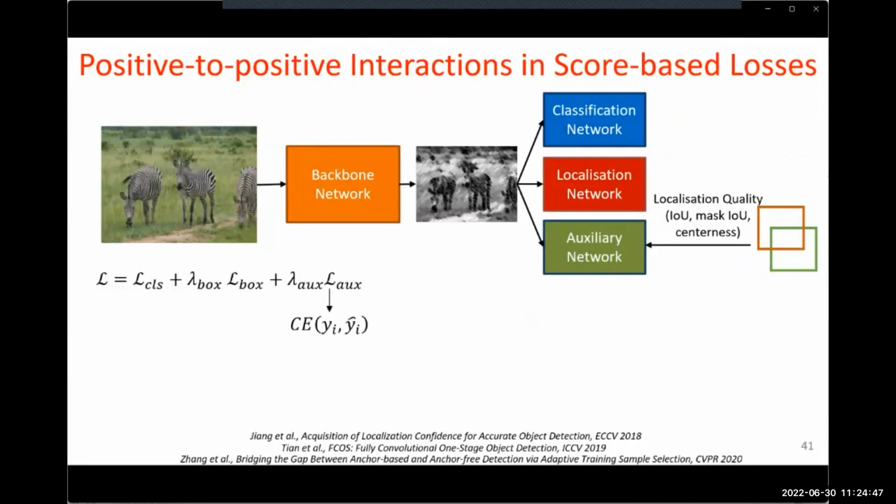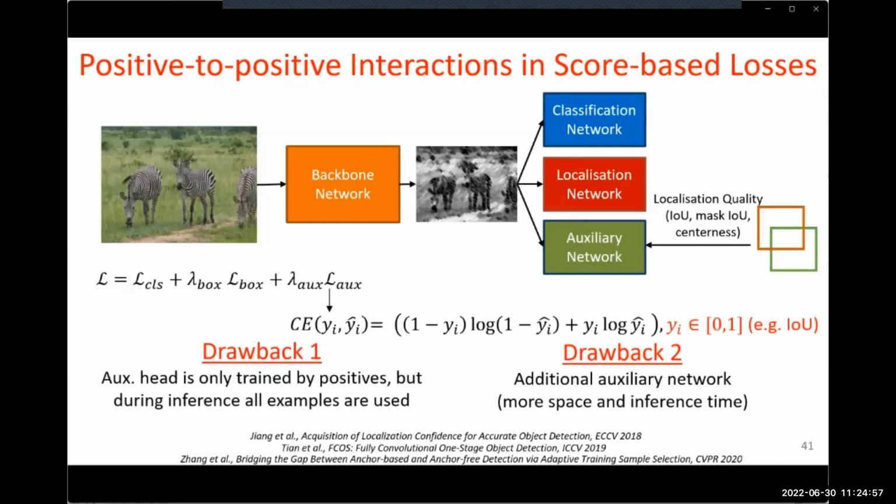since the cross-entropy loss can be employed when the target values are between 0 and 1, as in the case of IOU. On the other hand, in this setting, while the auxiliary head is only trained by positive examples, during test time the labels of the examples are not available, hence all the examples are propagated to this head, causing inconsistency between training and testing. Besides, an additional head implies more space and inference time as well.